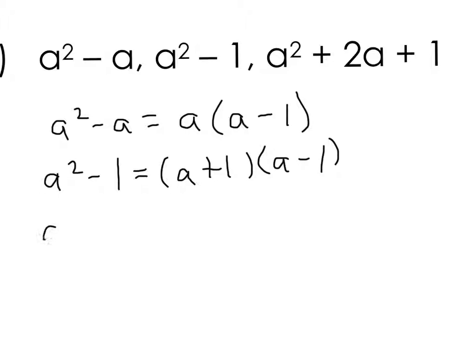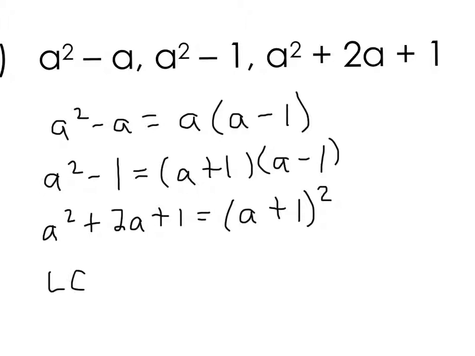Now we have a squared plus 2a plus 1. It's a special product as well. A plus 1 times a plus 1, or a plus 1 squared. So our least common multiple, we want to consider each one of these separately. This is a factor of a, this is a factor of a minus 1.